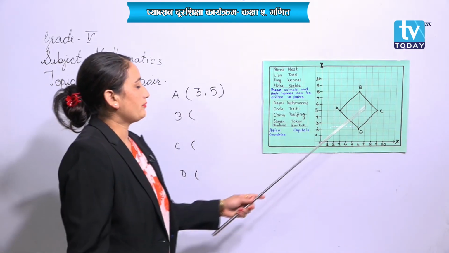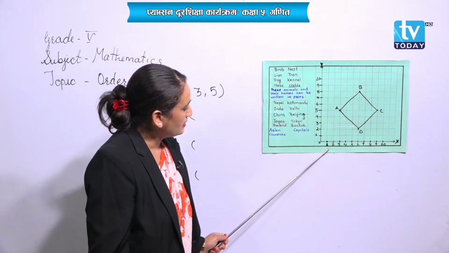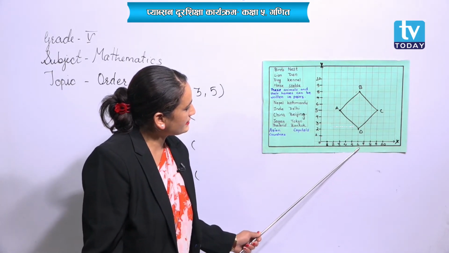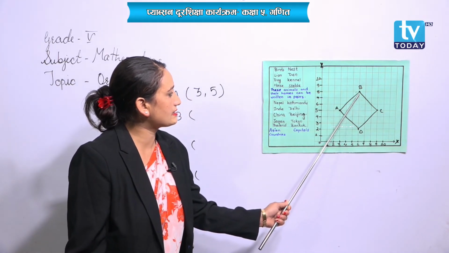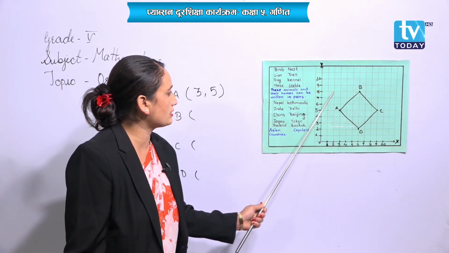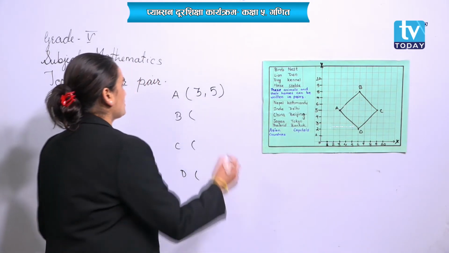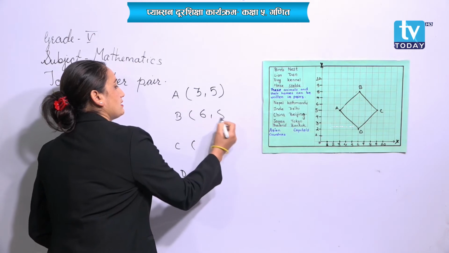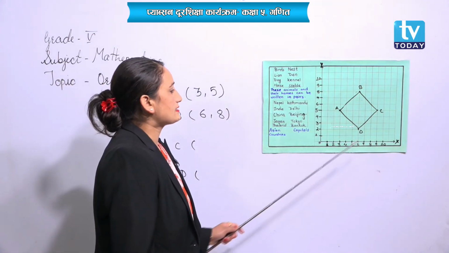Now, let's see the point B. Let's go toward the x-axis. Here we see 6, and when it goes straight up over here, it's 8. So, 6, 8. So, write down 6, 8. Done? Done. Very good. Same like this.